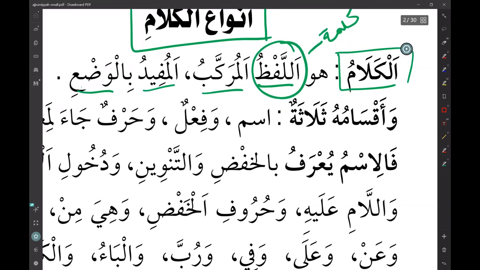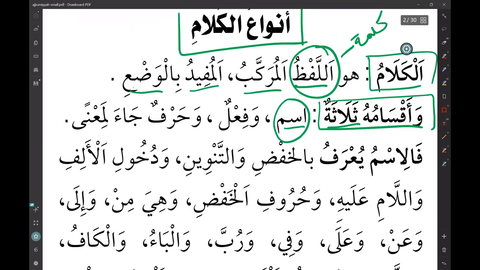Then we talked about aqsamuhu, its different parts, and there are three of them. So we said ism is basically any word that is independent and doesn't have any time. And the fi'l, doesn't matter if you translate ism as a noun or not, that is something that you have to deal with. But as far as the Arabic word is concerned, it doesn't care about your adjective. It doesn't look from that perspective. The only thing it cares about is a word that is independent and doesn't have any time connected to it. And the fi'l is the same thing, an independent word, but it does have a time.